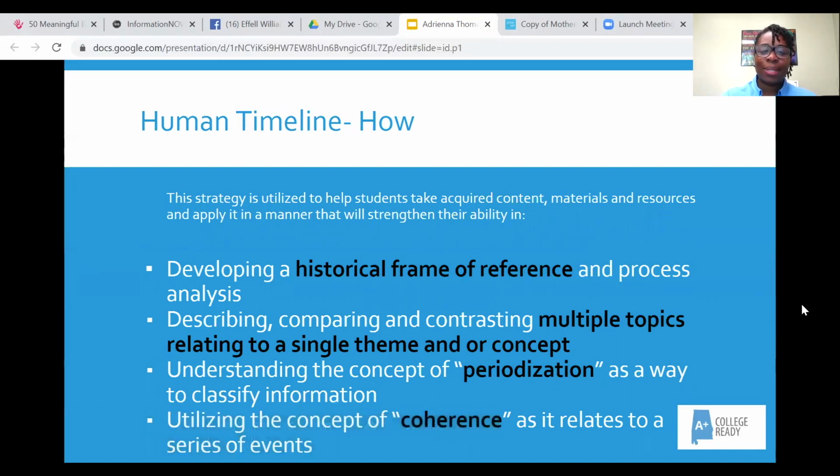How does the human timeline work? Well, the strategy is utilized to help students take acquired content, materials, and resources, and apply them in this manner. They're able to develop a historical frame of reference and process time analysis. They're able to describe, compare, and contrast multiple related topics to a single topic. They're able to understand the concept of periodization, taking a certain period of time and putting it in order, and also with coherence as it relates to a series of events.